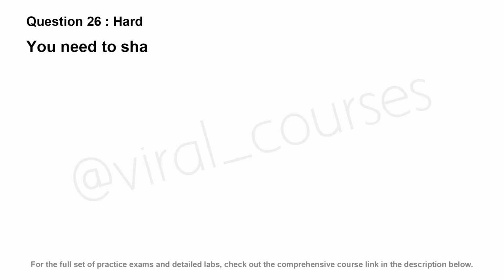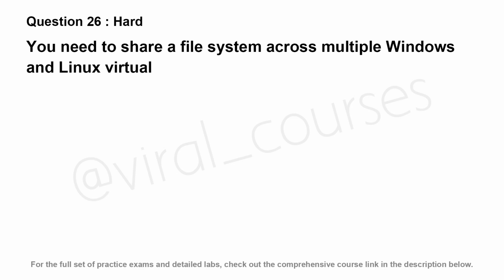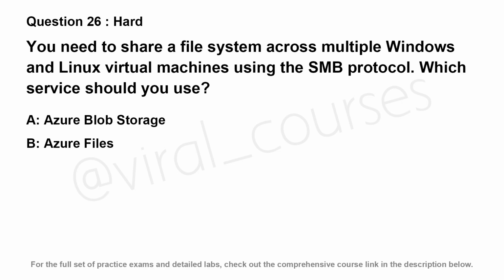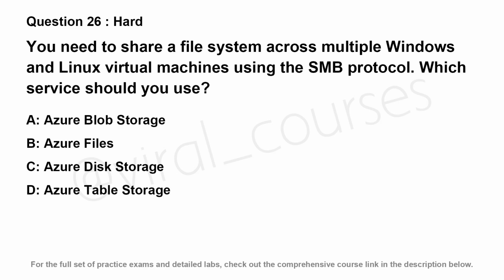You need to share a file system across multiple Windows and Linux virtual machines using the SMB protocol. Which service should you use? Option A, Azure Blob Storage. Option B, Azure Files. Option C, Azure Disk Storage. Option D, Azure Table Storage.